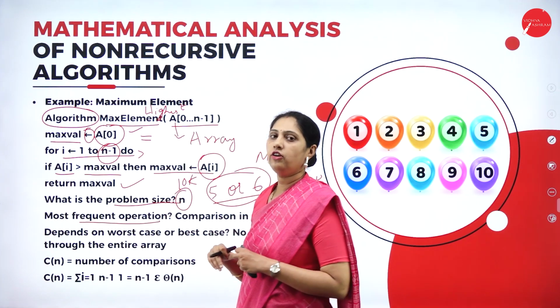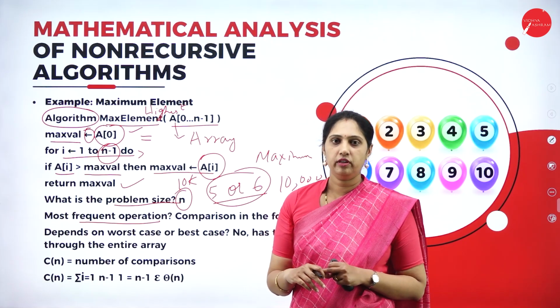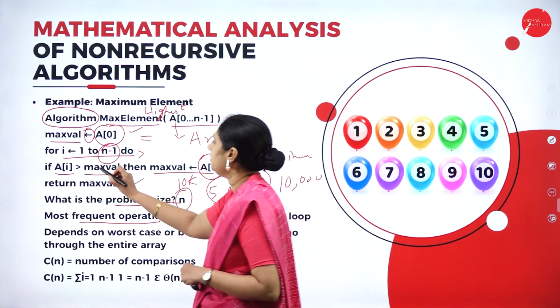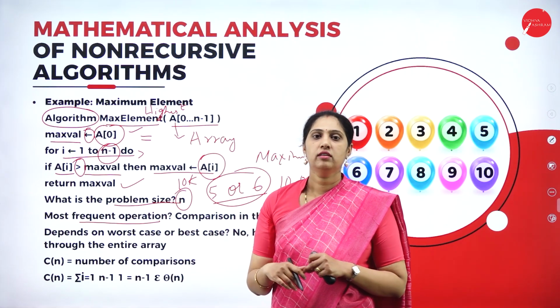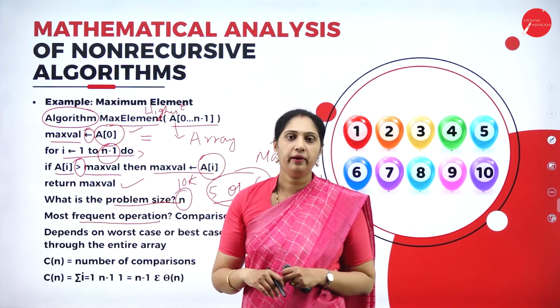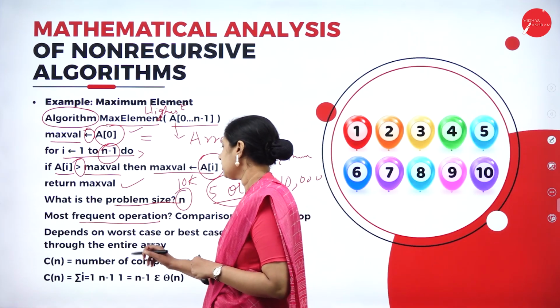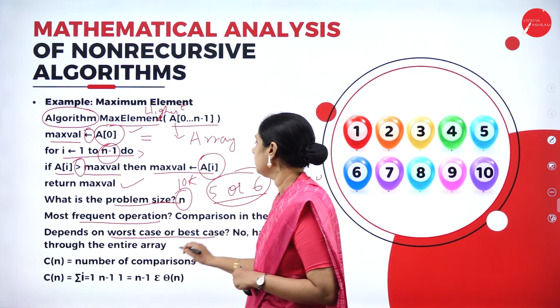Next, the most frequent operation. In this algorithm, what is the most frequent operation? This is the greater than symbol. This is the most frequent operation, right? What operator is it? It is the comparison operator. Next, we have to analyze the cases.